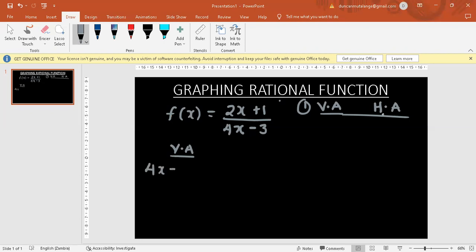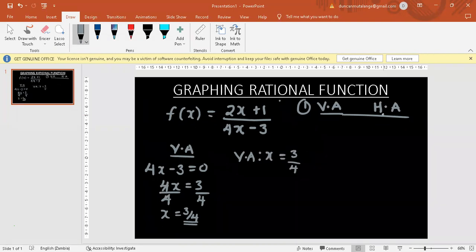This is 4x minus 3, right? It is equal to 0. Then we're going to say 4x is equal to 3. Therefore, divide this by 4, and we're going to say x is equal to what? 3 over 4. So this 3 over 4 is our vertical asymptote. Our vertical asymptote in this case is x is equal to 3 over 4. And this is your vertical asymptote.